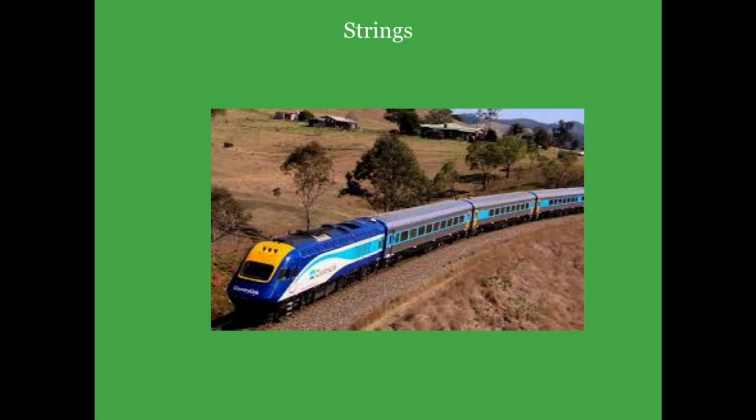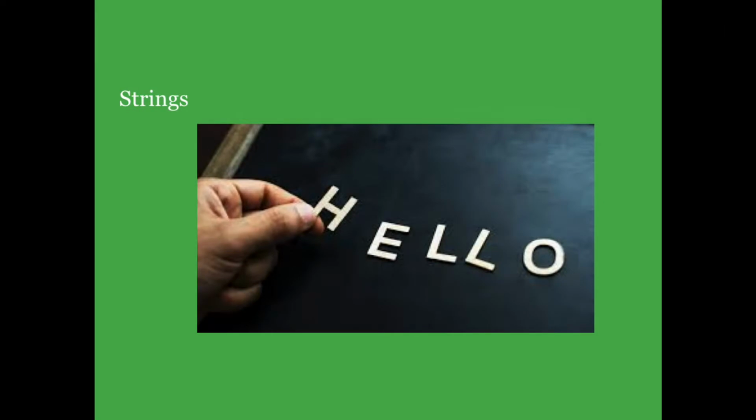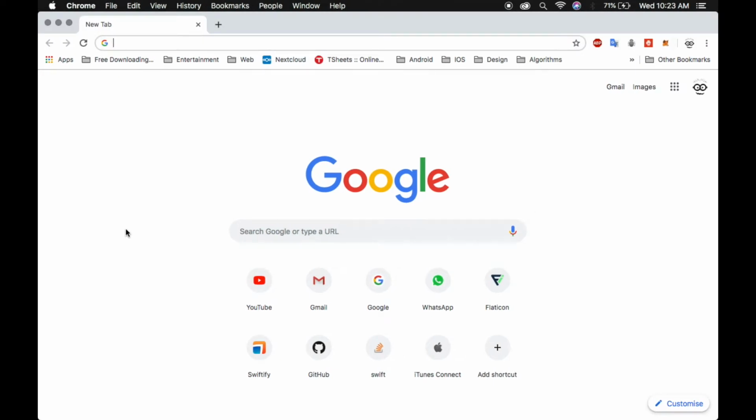Where characters could be alphabets, they could be numerics, they could be symbols, it could be anything. Now here, the word hello is a string because it's actually a combination of a lot of alphabetical characters. So let's see how we can deal with them in JavaScript.